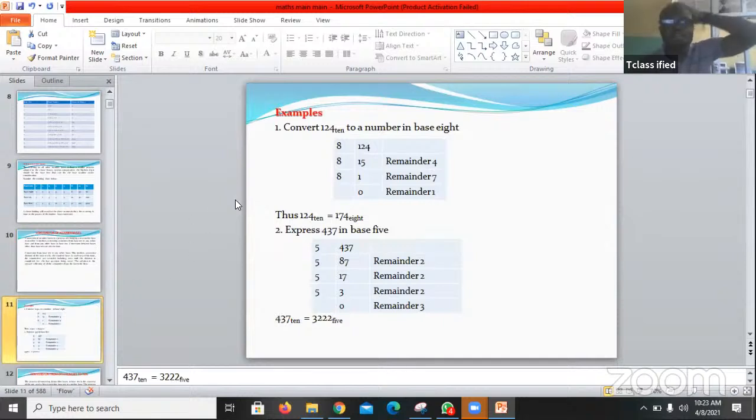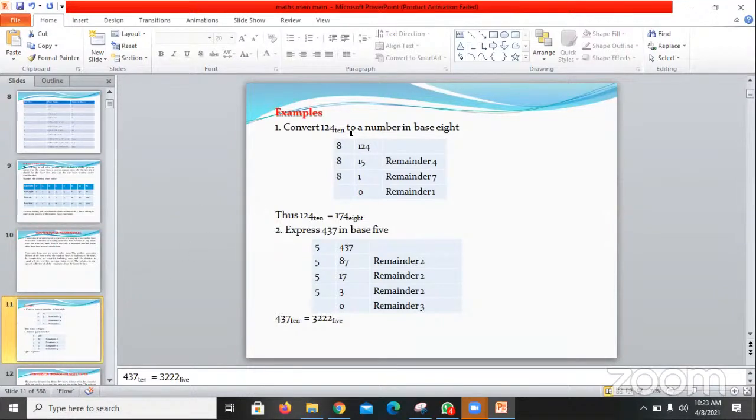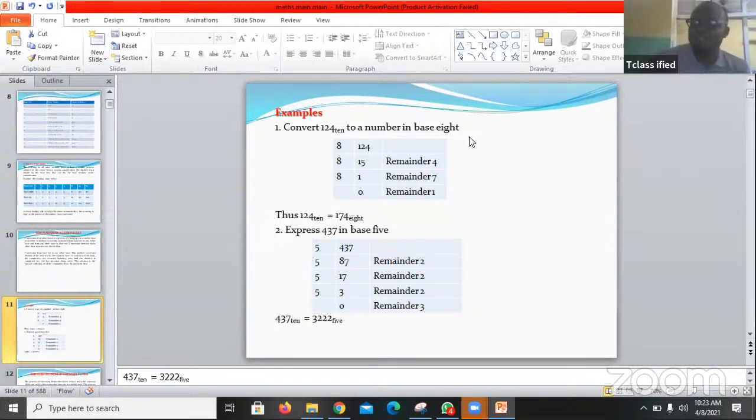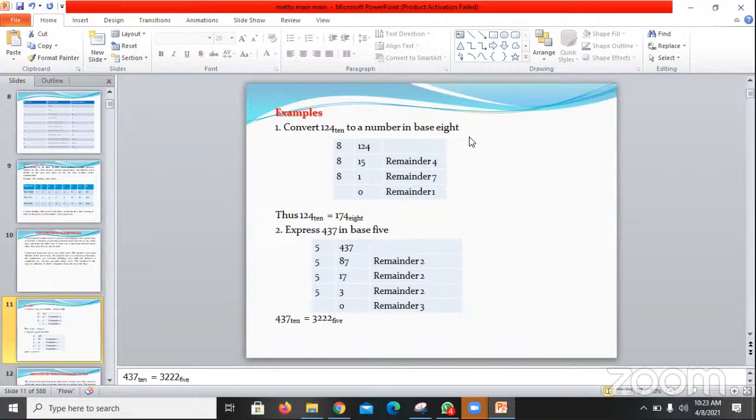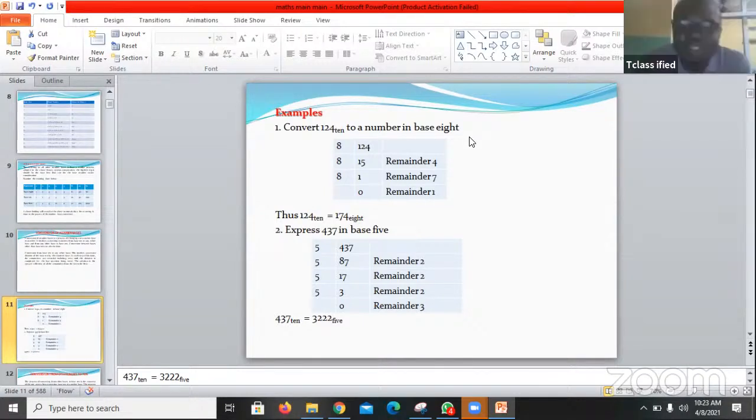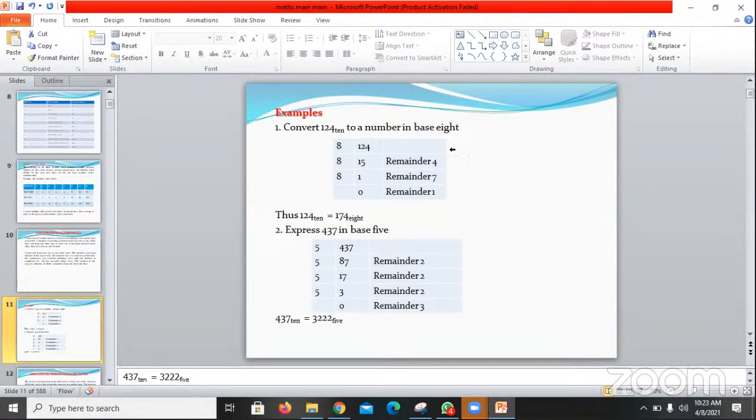Now, how can you convert 124 base 10 to base 8? Hannah and Oluwaseyi, are you guys listening? Yes, sir. Okay, if you had wanted to convert from base 8 to 10, you just do that multiplication that I showed you before. Do you understand that? Yes, sir. When you solve out any value you have, that's the conversion.